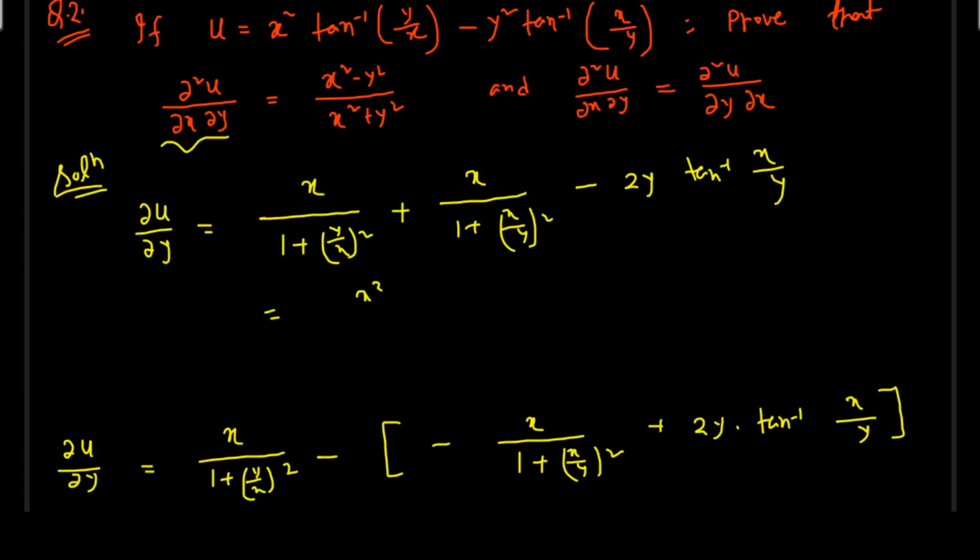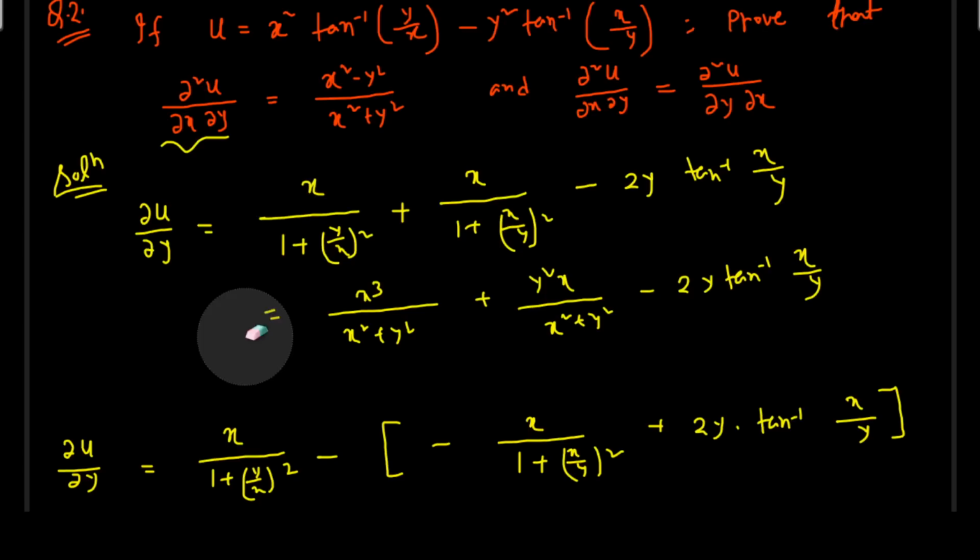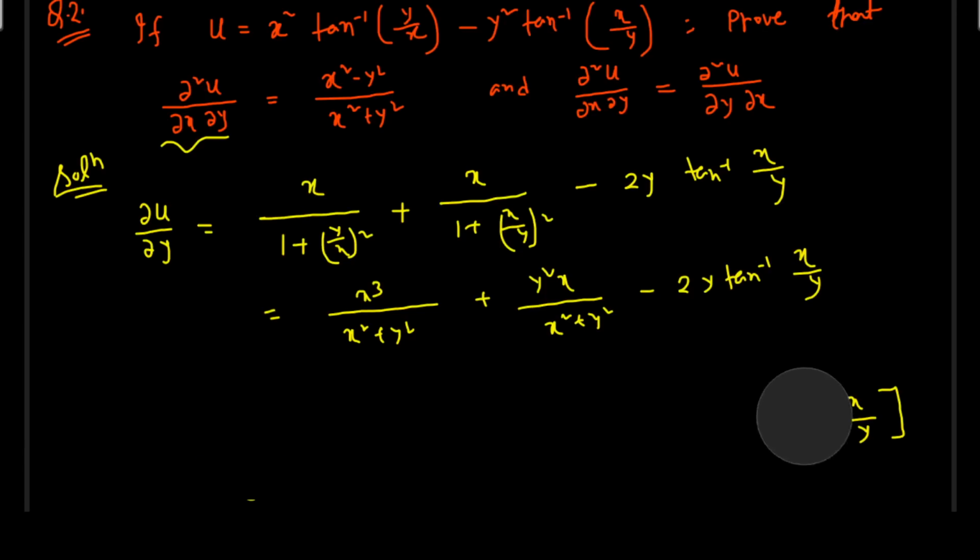It will be x cube upon x square plus y square, you can see, plus y square x upon x square plus y square, minus 2y tan inverse x by y. Okay, now if we take common x here, then it will be just 1. So finally we will get, the calculation is somewhat lengthy, we have to do this kind of calculation.